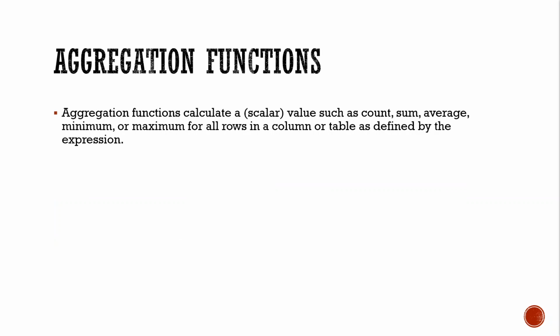Now we go to functions. There are different functions of DAX, so let's get started. First, the aggregate function. This is a scalar value function, which includes examples such as count, sum, average, minimum, or maximum for all rows in a column or table as defined by the expression.